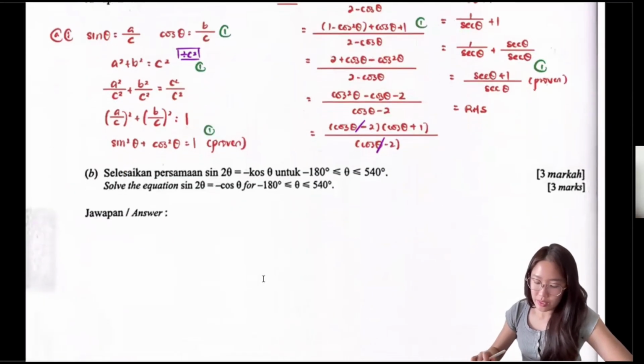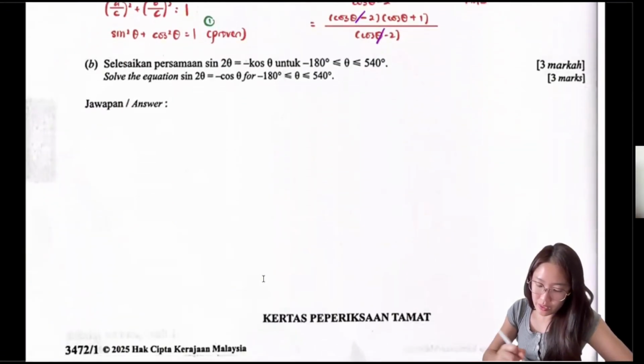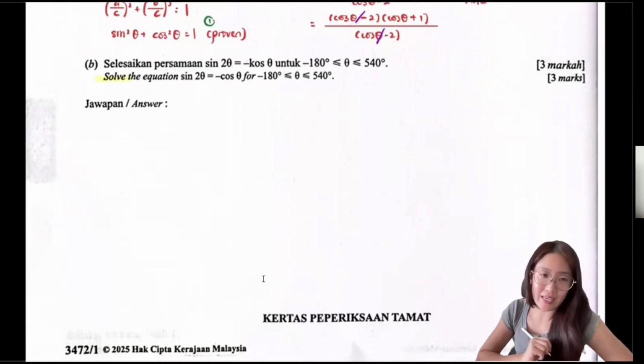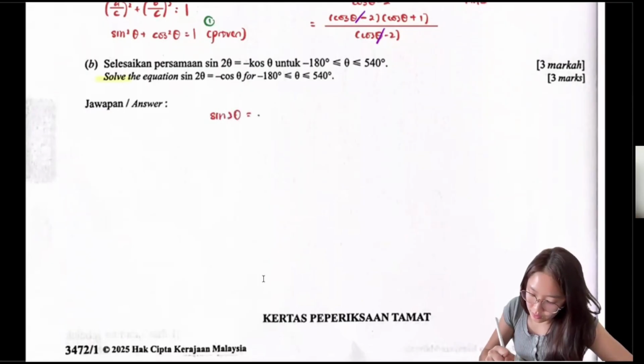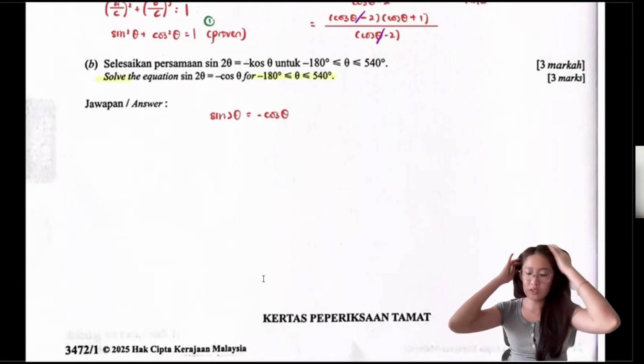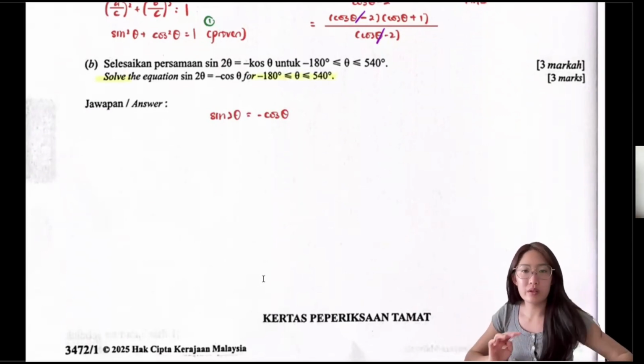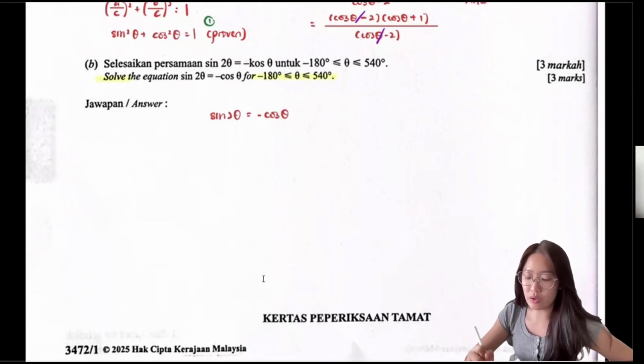Okay, last one, everybody. Question B. Okay, solve the equation. Solve meaning you have to find out the angle. The unknown here is the angle. Okay, now let's take out. This is sine 2 theta equals negative cos theta. Okay, your answer is in between negative 180 to 540. Okay, take note on the range.